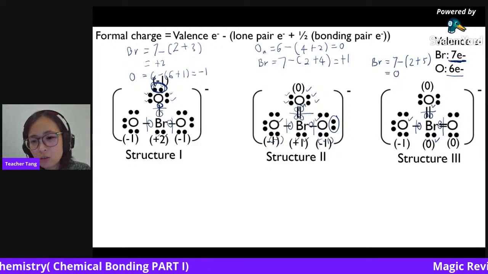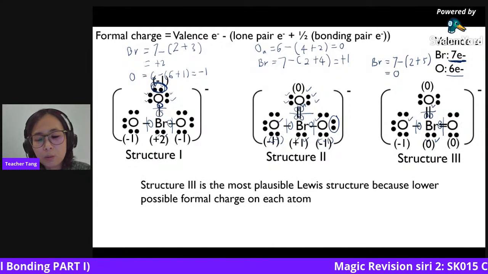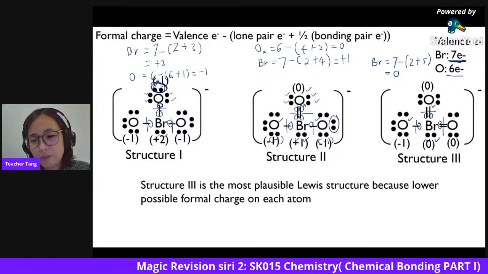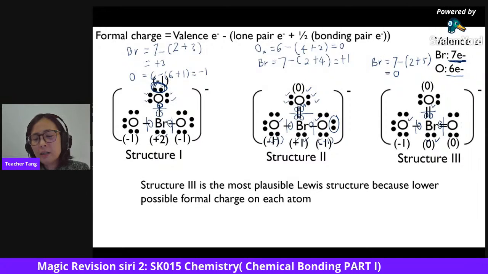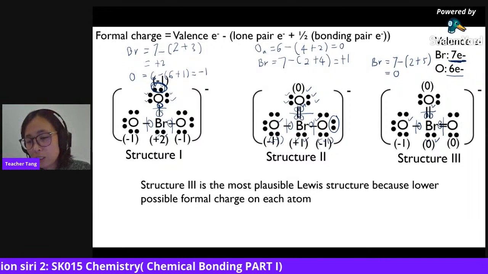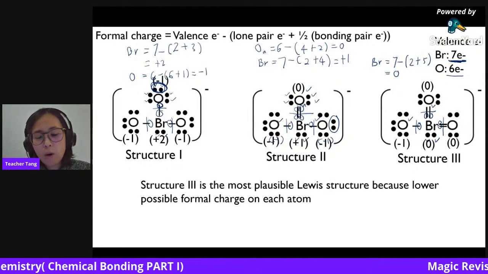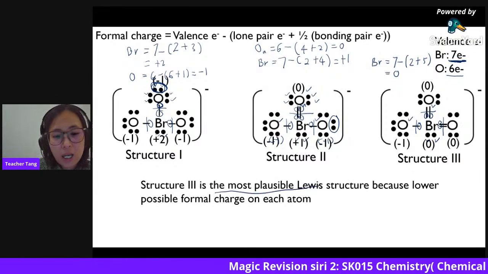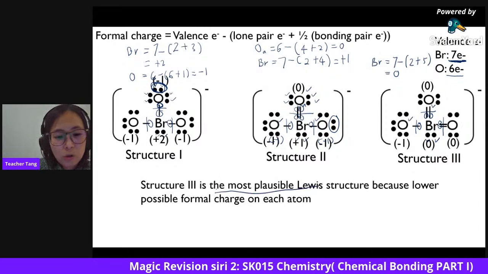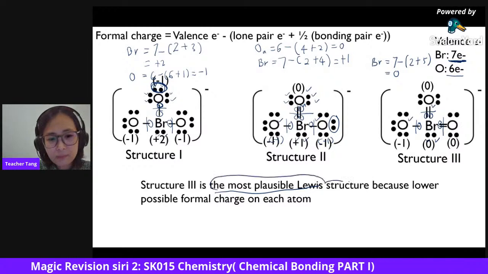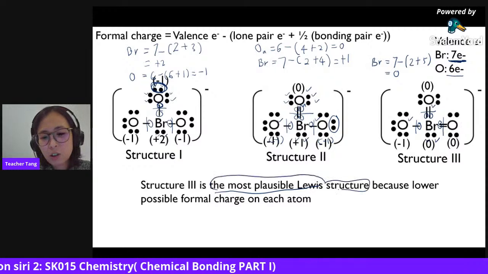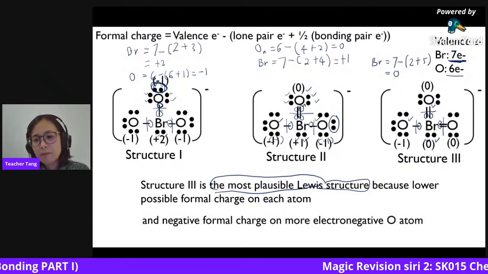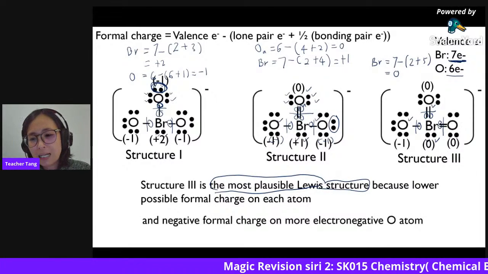Therefore, structure 3 is the most plausible Lewis structure because it has the lowest possible formal charge on each atom. Besides having the lowest possible formal charges, it is also the most plausible Lewis structure because the negative formal charge is on the more electronegative oxygen atom. Sometimes students tend to draw another structure for the bromate ion.